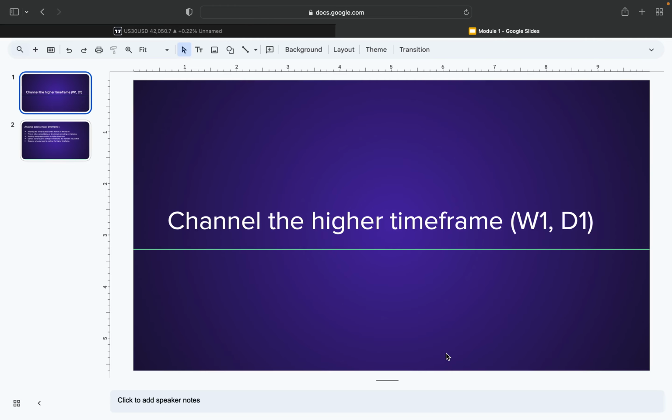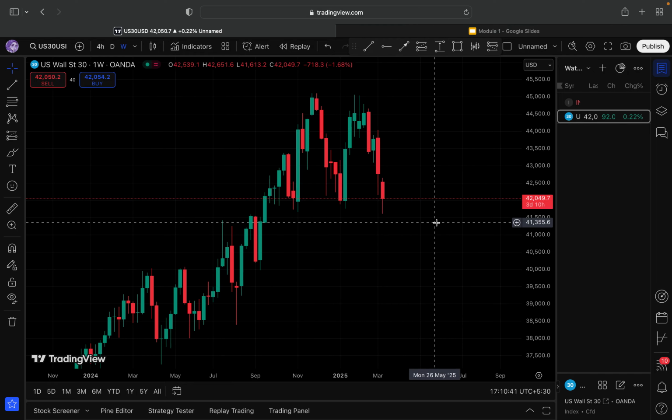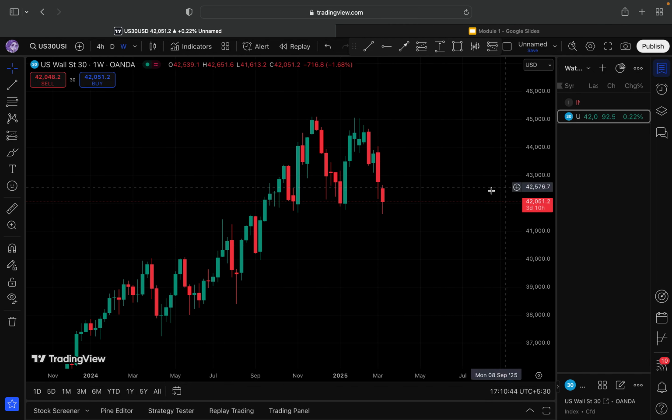First module of this strategy, and we'll be talking about channeling the higher time frame, which is the weekly and the daily. So this is the major higher time frame we'll be using for this strategy, and I'll be teaching you basically how to channel this higher time frame so as to know the direction of price. So this is the weekly, like I said, and let's start from the previous channel.